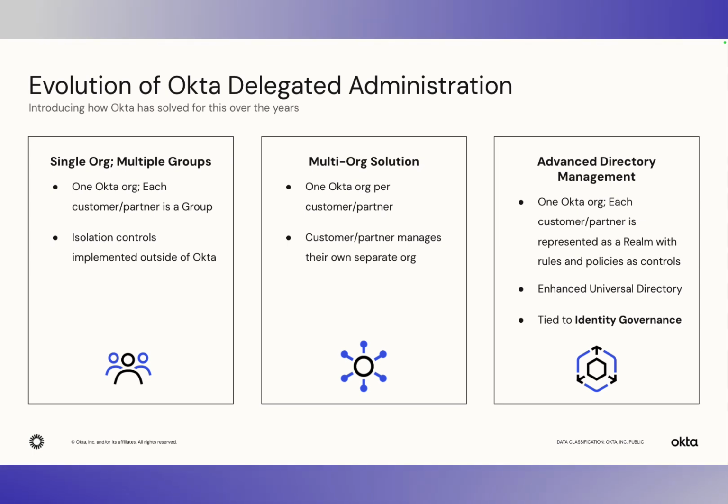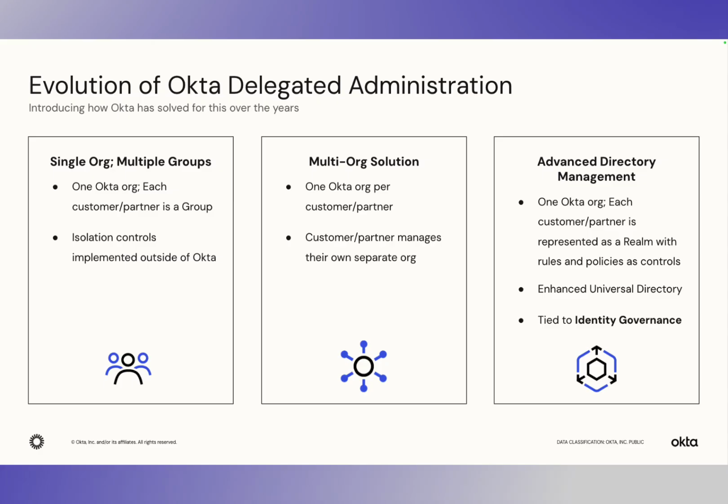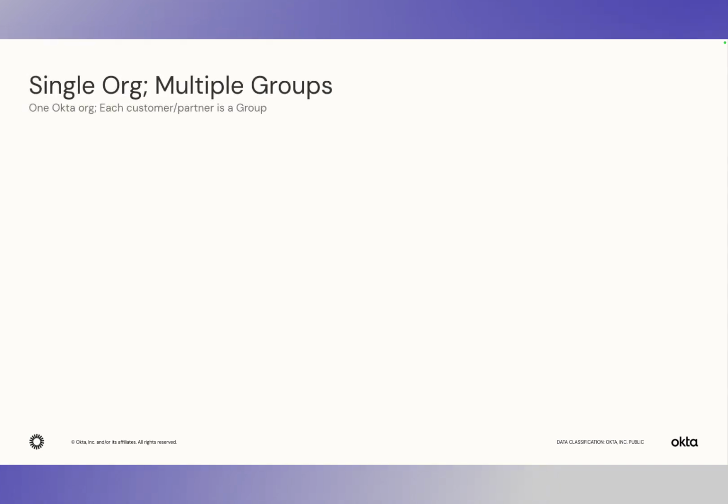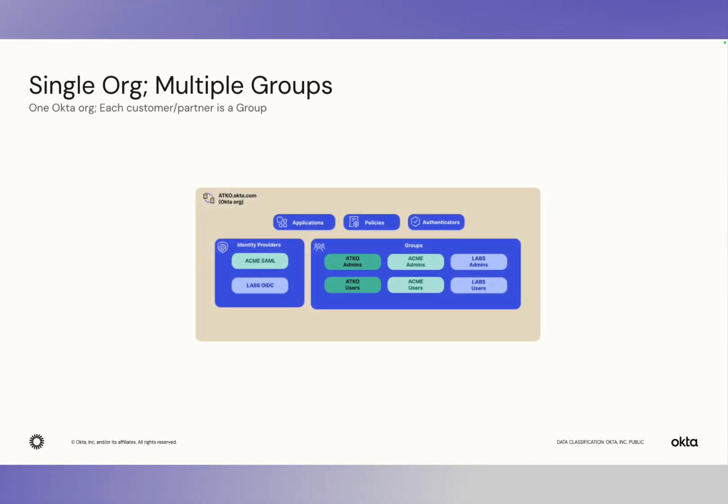Now let's dive into what the makeup is of each of these institutional designs when it comes to implementing for Okta Del Admin. The first one, again, reiterating that the single org, multiple groups implementation is as it sounds, right? You have a single Okta org with all the necessary resources contained within it. We have the applications, policies, authenticators, identity providers, and then we have the groups.